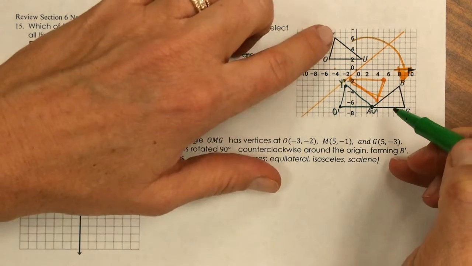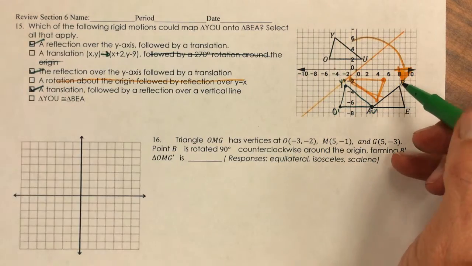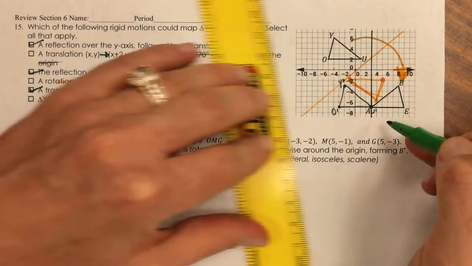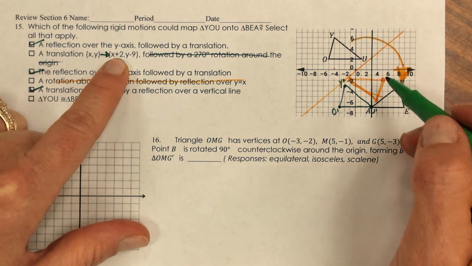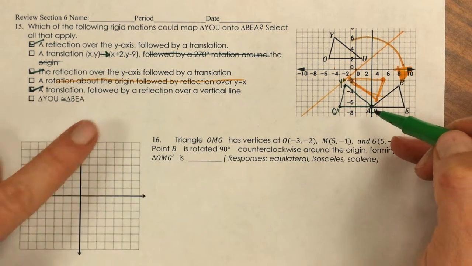Like we decided, we could move it down here even and then reflect it over x equals 3, which is a vertical line. Like this could have been reflected over here, like we talked about before. We could have done this translation followed by a reflection over x equals 3, which was a vertical line. So I agree with that.